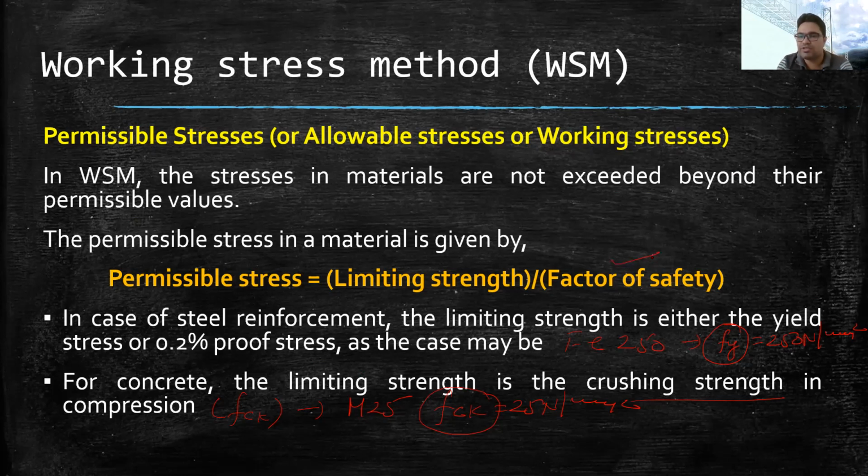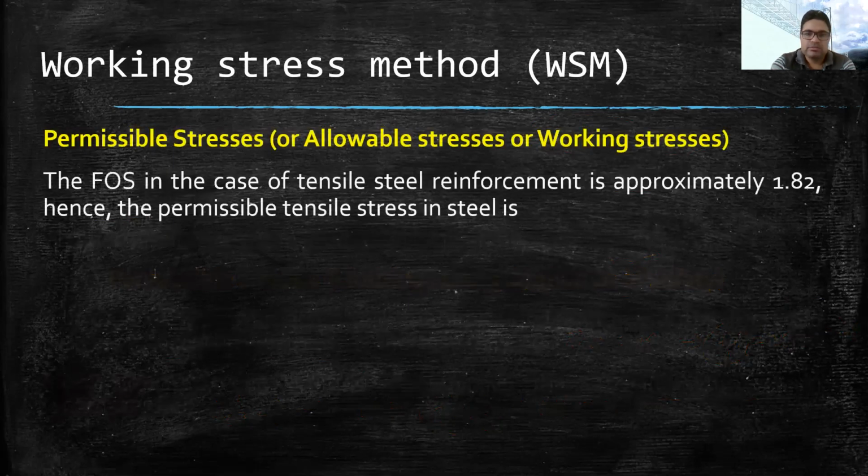How do we find out this factor of safety? This value is mentioned in the IS code indirectly, but I am showing you what this value is. For steel, the factor of safety is approximately 1.82. Therefore, if we try to find out the permissible tensile stress in the steel, or the working stress in the steel, we can easily calculate that. Say this is the fy value, and I am trying to find out the working stress.